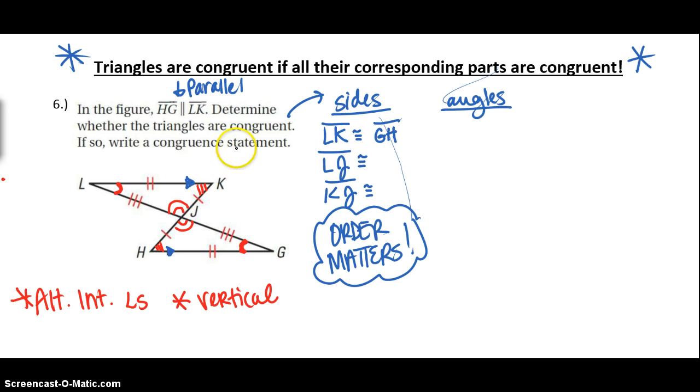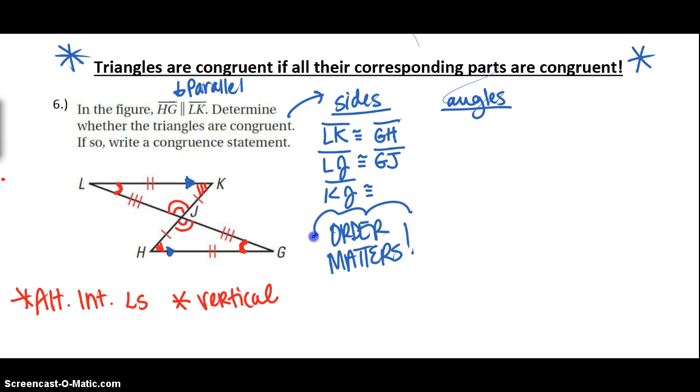We have LJ. So we have L to J. Now if we look at that, it goes from the 1 mark to the 2 mark. What goes from the 1 mark to the 2 mark in the other picture? G to J. So this is GJ. Just like that.